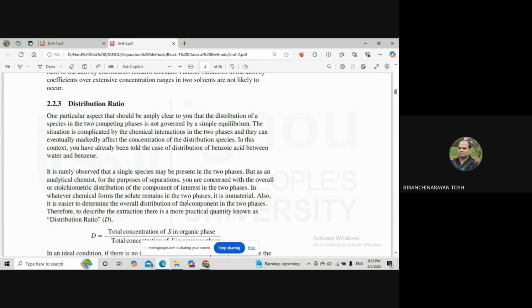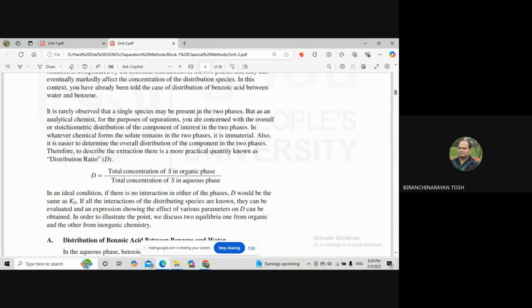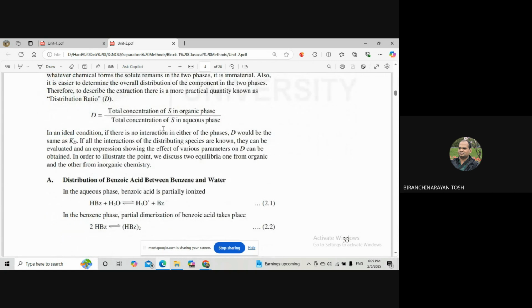Then we move to the distribution ratio. We already observed that a single species may be present in two phases, but as an analytical chemist, for the purpose of separation, you are concerned with the overall or stoichiometric distribution of the components of interest in the two phases. Therefore, to describe the extraction, there is a more practical quantity known as the distribution ratio. The distribution ratio, or D, is the total concentration of solute in the organic phase divided by the total concentration of the solute in the aqueous phase.